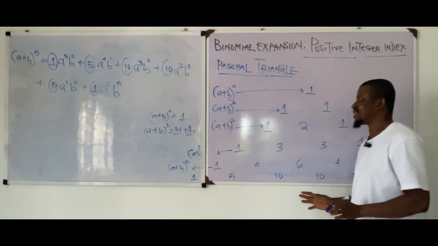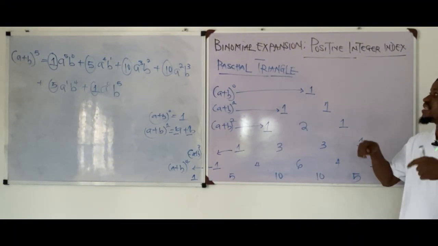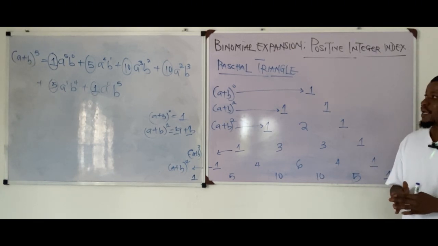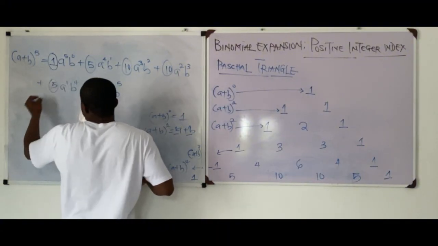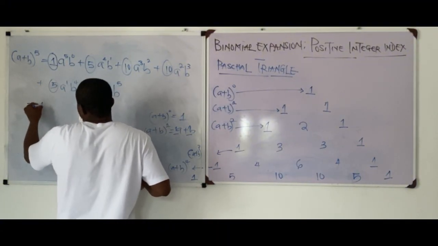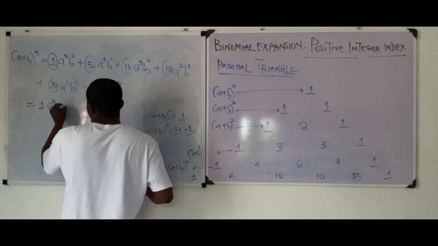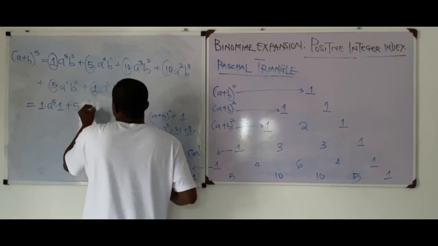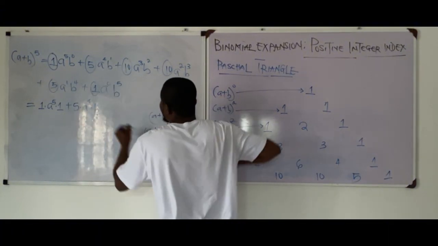So that is what Pascal's triangle does for you. It doesn't really give you the full expansion. It only gives you the coefficient of each of the terms of the expansion. And with that, I can now say this is 1 times this times this. I have 1 times a to power 5 times b raised to power 0 is 1, plus 5 times a to power 4 times b to power 1 is b. B to power 1 is b, right?